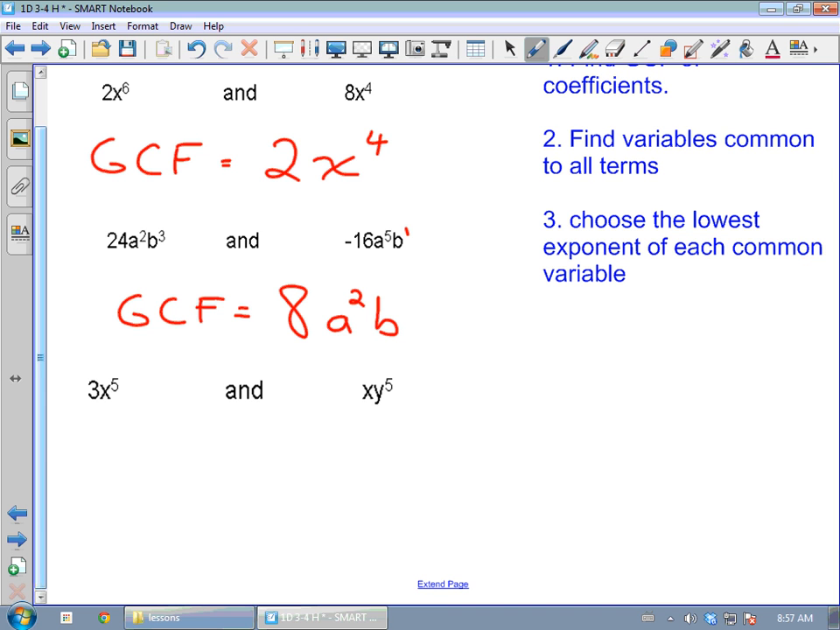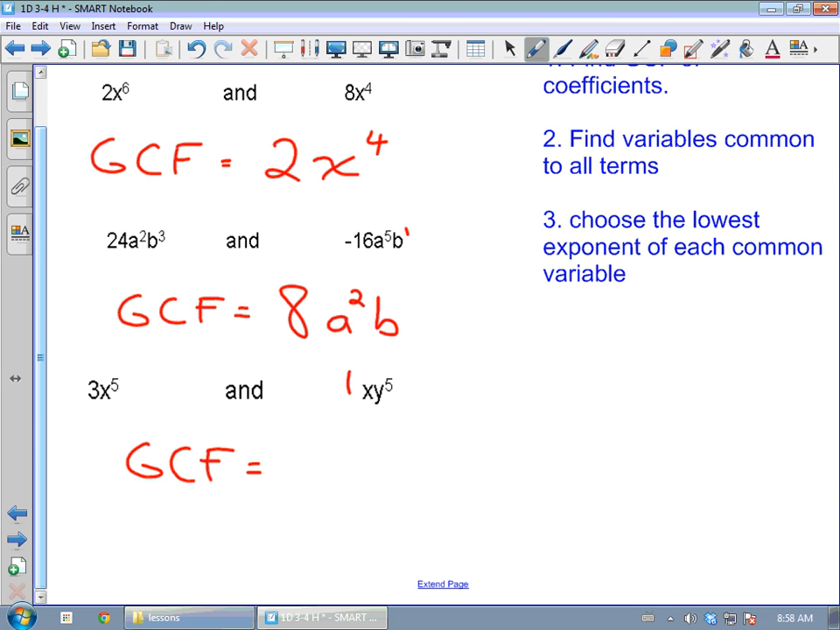3x squared and xy to the 5th. Greatest common factor is going to be, well, first we look at the coefficients. We only see one coefficient. We only see a 3 here. So there's no number to compare it to. So our greatest common factor isn't going to have a number in it. We could, if we wanted to, pretend that there was a 1 out front here. And then the greatest common factor between 3 and 1 would just be 1. But then we wouldn't write the 1 down here anyways, so we can just ignore that altogether.